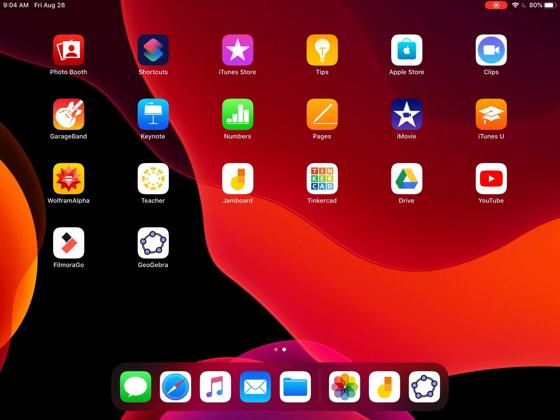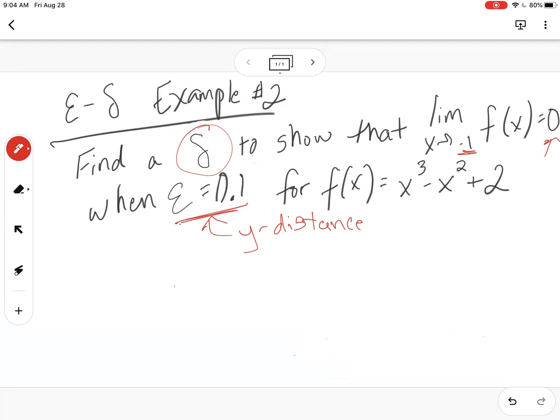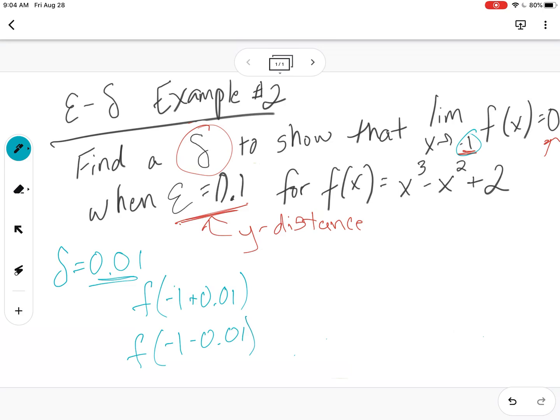So let's go back to my problem. Let me repeat again. I'm trying to use my x distance as 0.01, and I'm just going to see if it works. Again, we're just guessing and testing and seeing what happens. So I'm going to look around this -1, 0.01 away. So I'm going to do -1 plus 0.01, and -1 minus 0.01. So essentially, I'm going to plug in negative 0.99 and negative 1.01. Hopefully these numbers will work out nicely. I'm going to plug those in and see what happens.